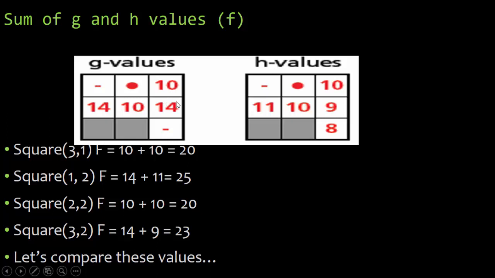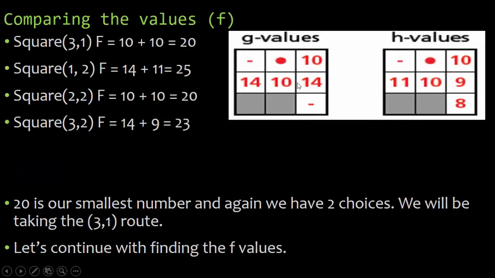Now that I have those, I tack that on to my existing h values. So square 3, 1, 10 plus 10. Then I do square 1, 2, 14 plus 11, it gives me 25. 10 plus 10, which is 20, 14 plus 9, which is 23. This 8 hanging out here, we do not do anything with because it is not adjacent to where we currently are. So now we compare those values.